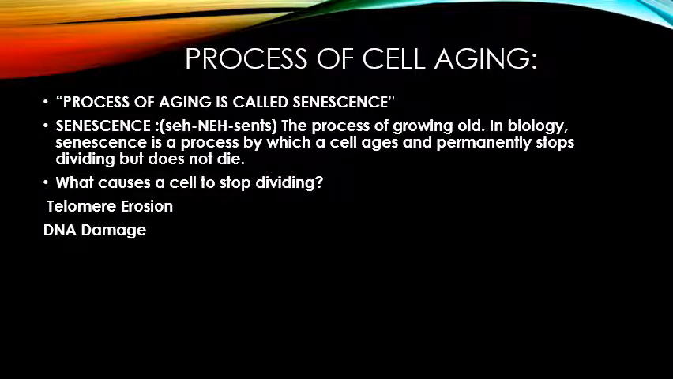What do you mean by the process of aging? The process of aging is called senescence. And what do you mean by senescence? It is the process of growing old. In biology, it means that the cell ages permanently. As a result, there won't be any dividing. The division of the cell doesn't take place, and as a result, there will be death of the cell. What causes it to stop dividing is DNA damage as well as telomere erosion.